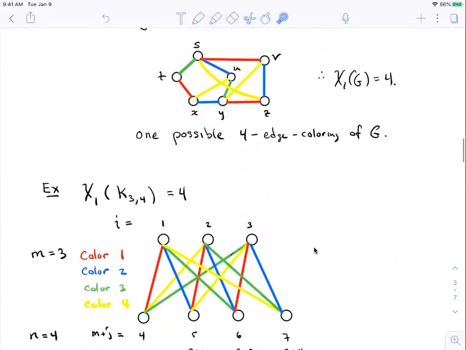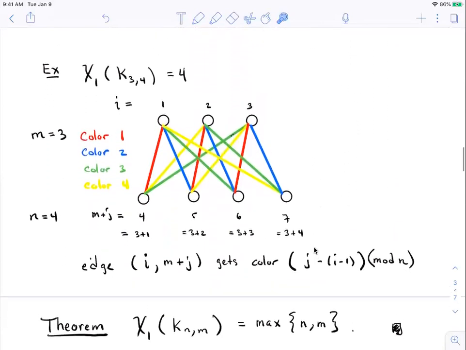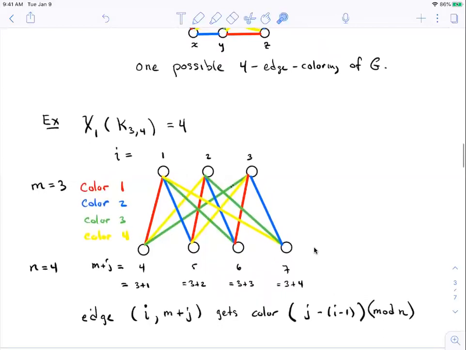Let's look at a second example here. I'm not going to try to hide all this from you. I'm going to reveal it all. It's a very busy picture. I'm looking at the edge chromatic number of the complete bipartite graph K3,4. Okay. What does our theorem say?